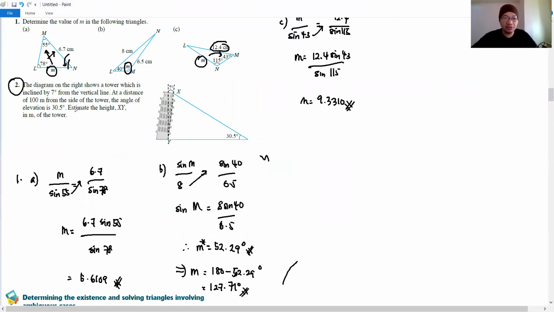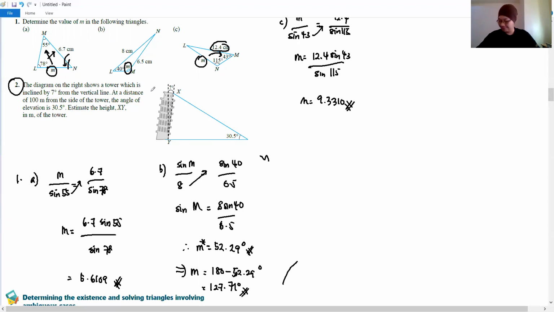Okay, question number 2. What's the question giving you? On the right side, there's a tower which is inclined, bengkok, by 7 degrees from the vertical line. At a distance of 100 meters from the side of the tower, the angle of elevation is 30.5. Estimate the height XY of the tower.